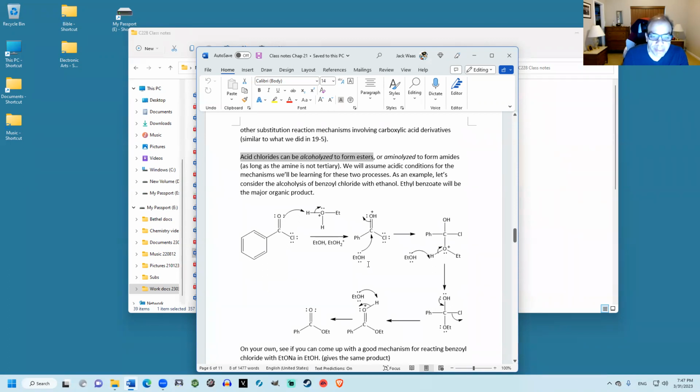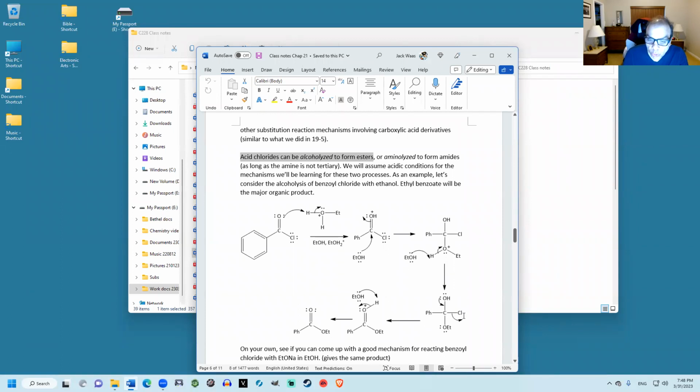Next step, our nucleophile attacks. Our nucleophile is the alcohol that we're given. Ethanol attacks that carbon, breaks the pi bond, and gives us this intermediate. Next, proton transfer. We need to get the proton off of this oxygen to get rid of that plus charge. That's the reason for the step. And so we use an ethanol molecule to pull that proton off and give us this intermediate.